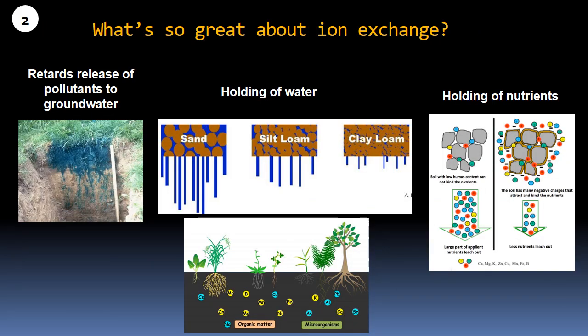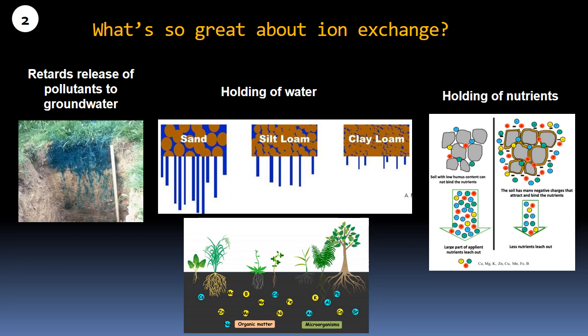Now, charges, the surface area: what is so great about this and how is it related to ion exchange? Well, if you have more charges and more surface area in your soil, it means you have more ability to control and absorb a lot of things in that soil. So, for example, you can have more control of pollutant transport.